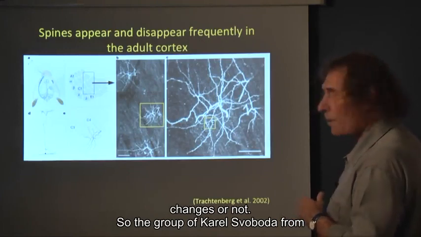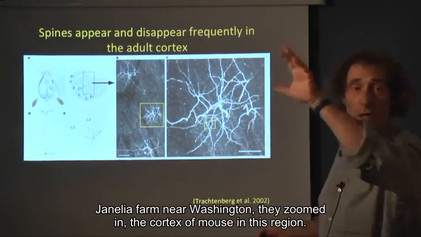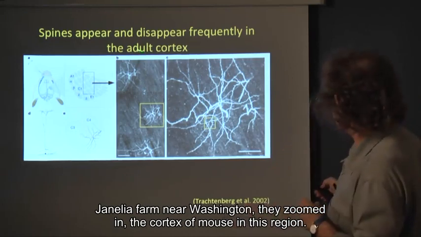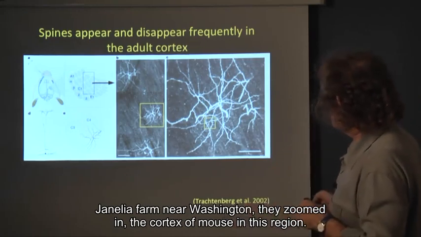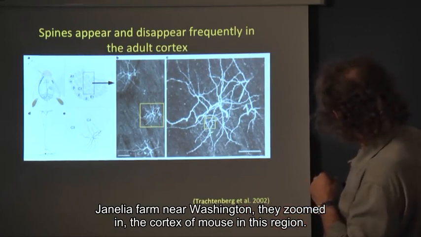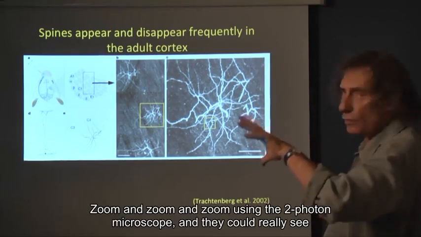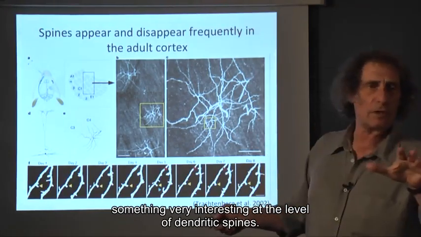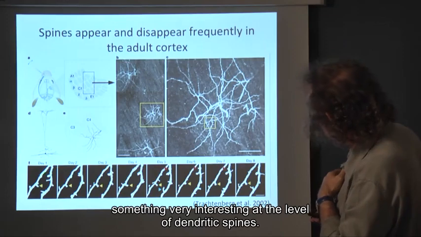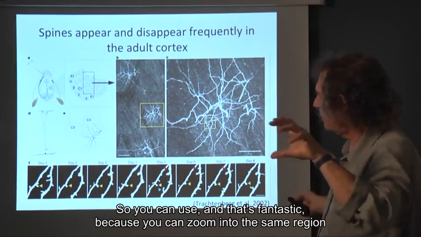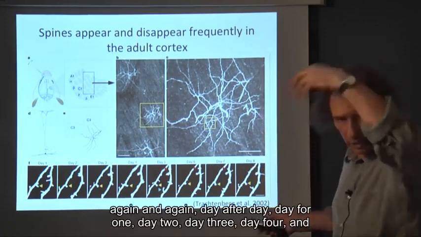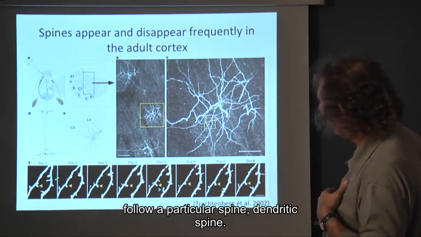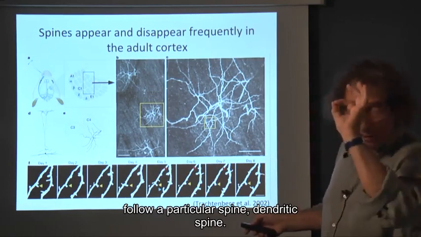So the group of Karl Svoboda from Janelia Farm near Washington, they zoomed in the cortex of mouse in this region, zoom and zoom and zoom using the two-photon microscope, and they could really see something very interesting at the level of dendritic spines. So you can use, and that's fantastic because you can zoom into the same region again and again, day after day, day 1, day 2, day 3, day 4, and follow a particular spine, dendritic spine.